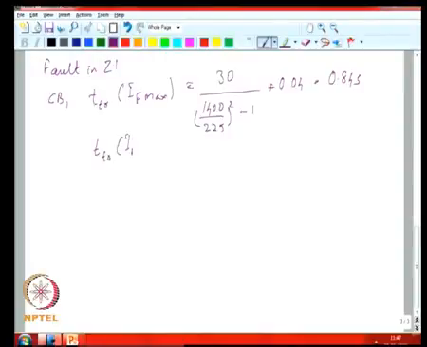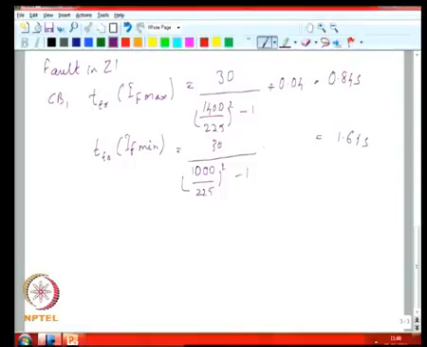If you look at the trip time at your IF min, you can do the calculations, and it will be 1.64 seconds. The current level is 1000 amps in this case. So if there is a fault in zone 1, CB1 has to operate. For a fault in zone 2, essentially circuit breaker 2 has to operate.